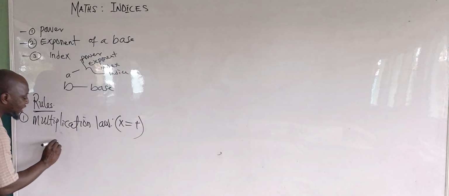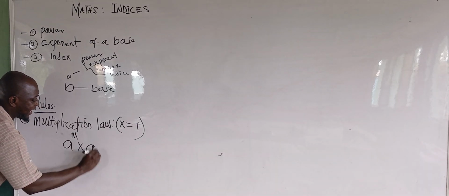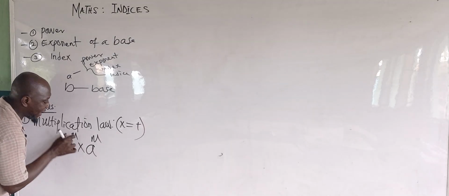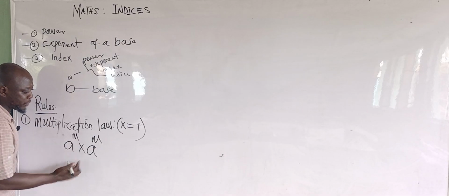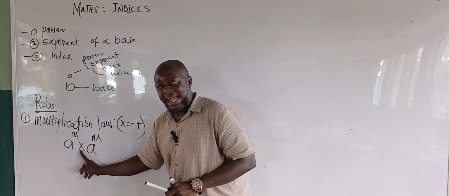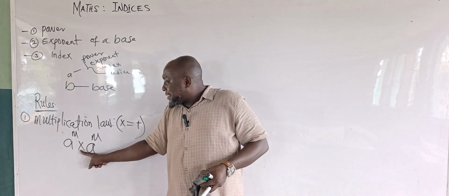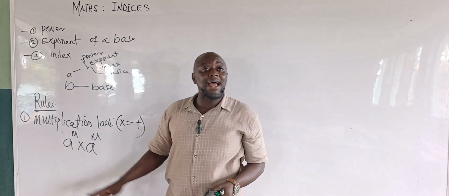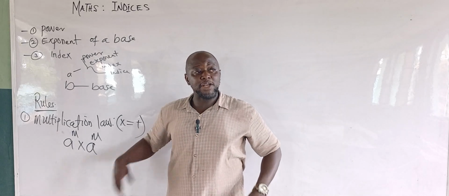So for instance, if I have a raised to the power of m times a raised to the power of m, you already know that these are the bases, while these are the power, exponent, index, or indices of the base. So what do I do here now? Observe that this times is for this base. So how do I remove this sign and give it to the power? This power doesn't have any sign at the moment, because this base is the owner of this sign. So how do I do that?